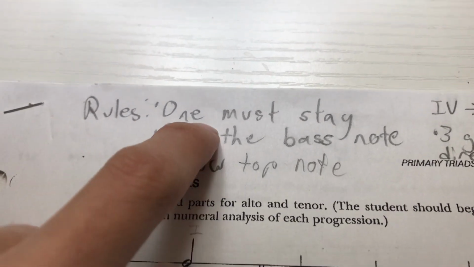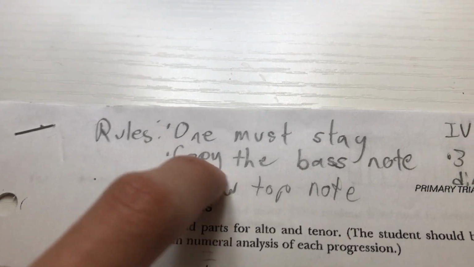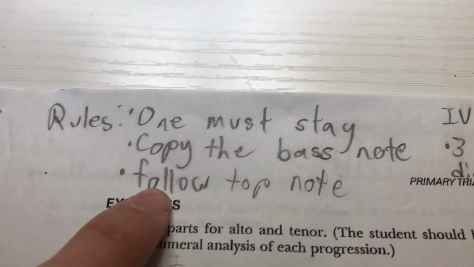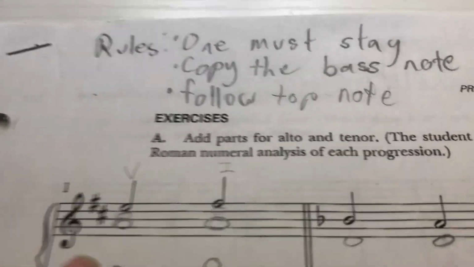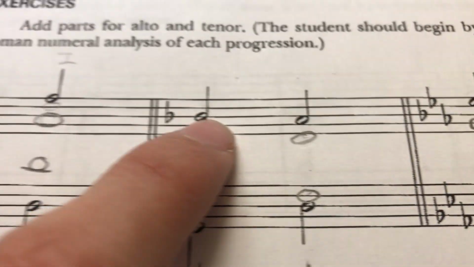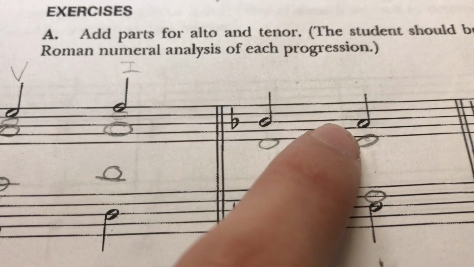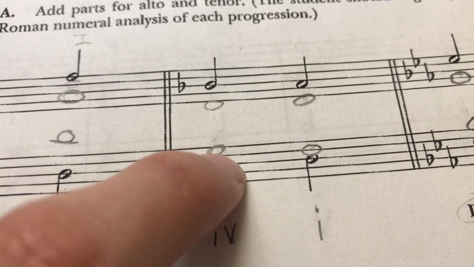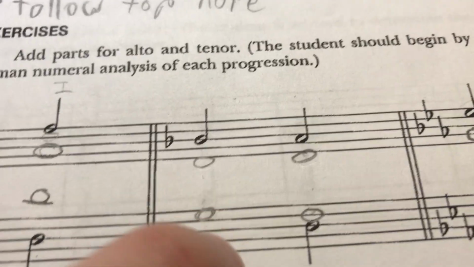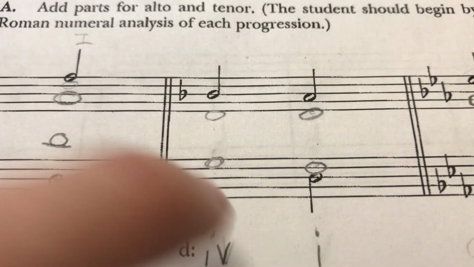Your rules are: one of the notes must stay, you should copy whatever the root note is, and then you have to follow the top note. What I mean by following the top note is if the top note is going down, as you see from B to A, then the other note that's moving should also be going down. That doesn't include the root note. Those are different. So an example is right here.